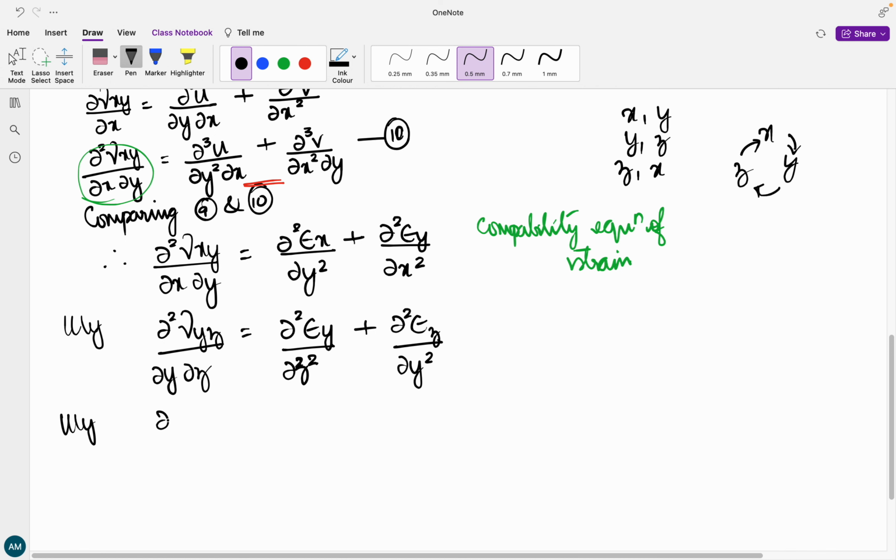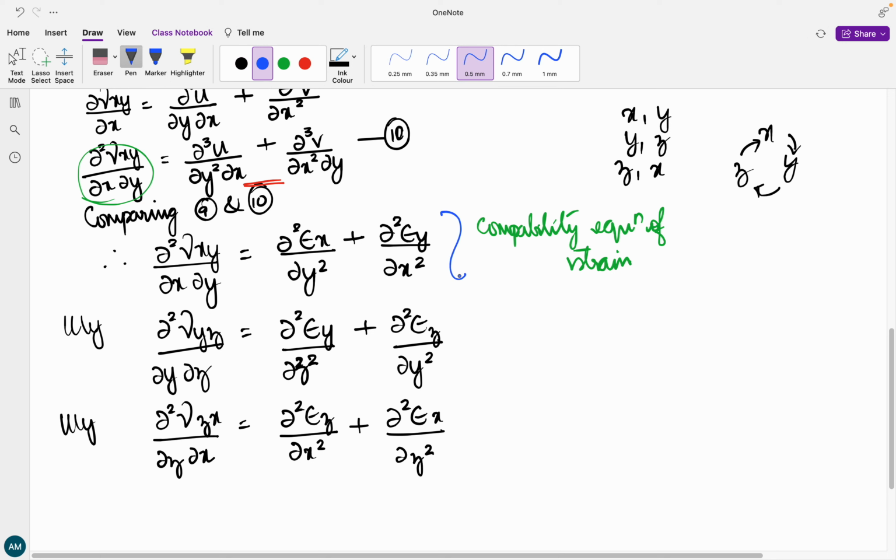Similarly, for the third equation, I can write yz. So the next is z and x. ∂²γzx by ∂z∂x is equal to ∂²ε. After y, it is z. After z, it is going to be x plus ∂²ε. After z, it is x. After y, it is going to be z. Alright, this is a simple way in which you can remember all the three equations of compatibility of strain.